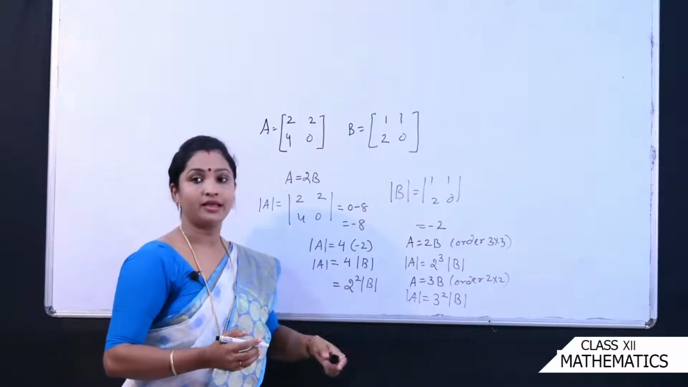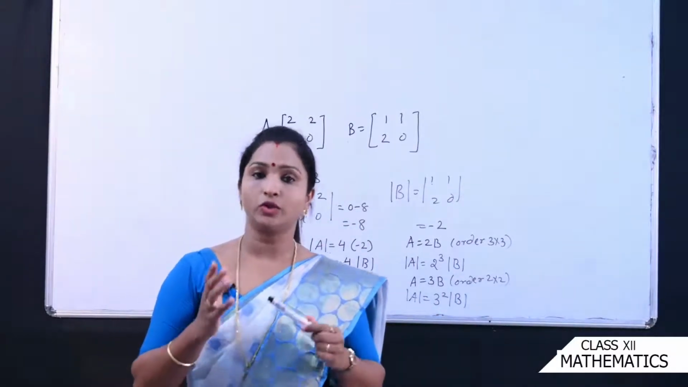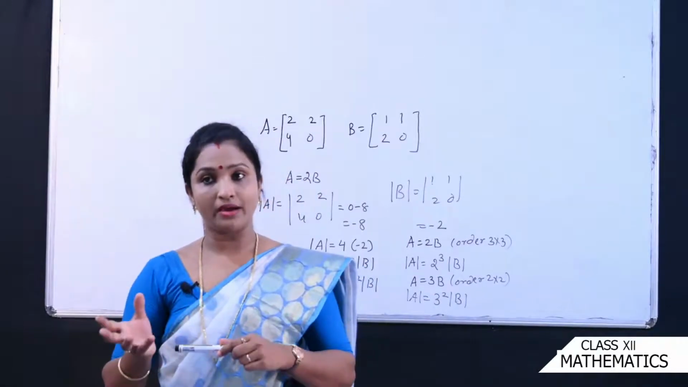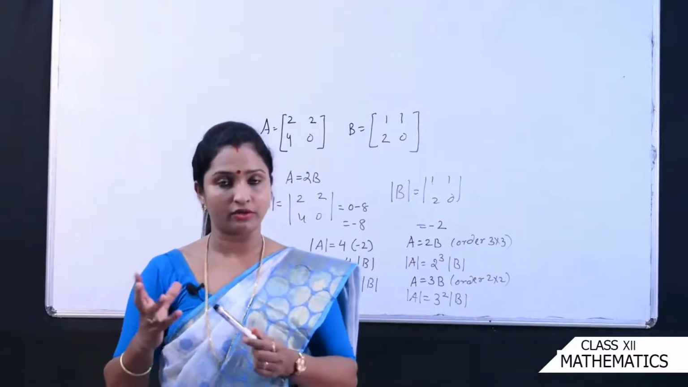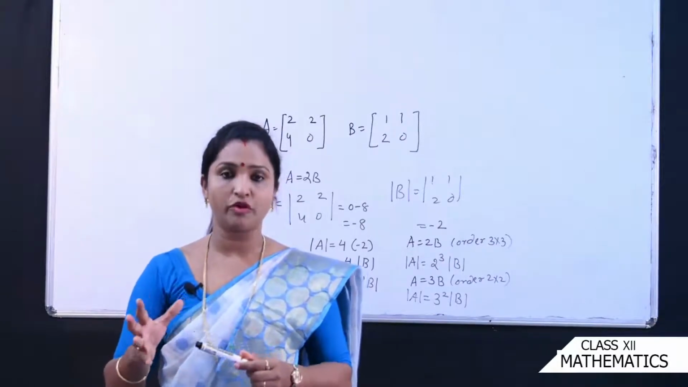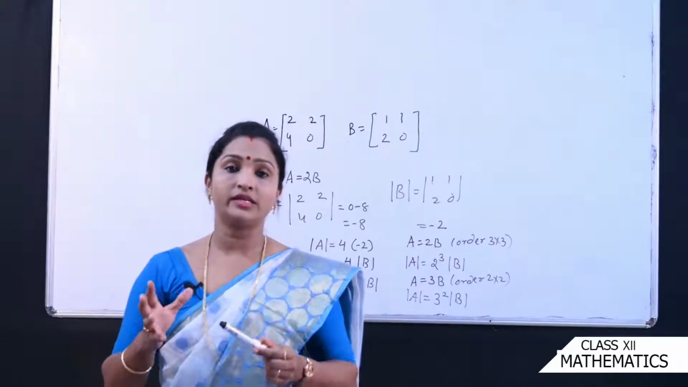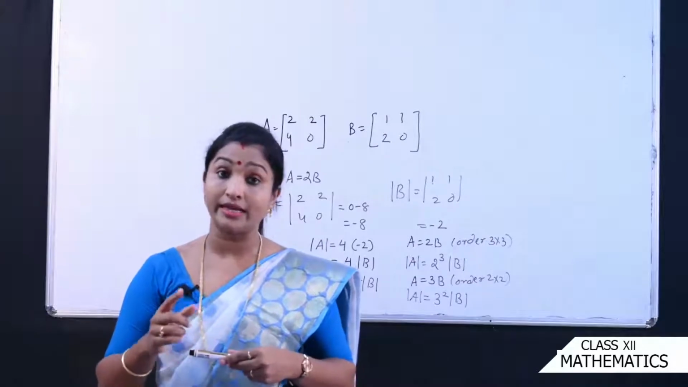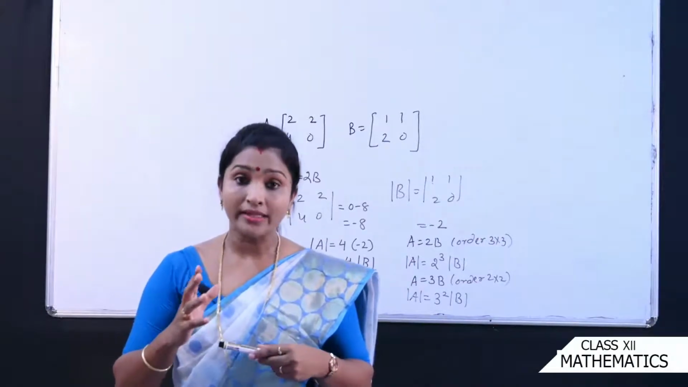So what does it mean? It means that whenever you have A is equal to KB, where A and B are square matrices of any order, then you can say, for example in the result, the order is n. Suppose you take order n, then always the determinant of A will be equal to K raised to n determinant of B.